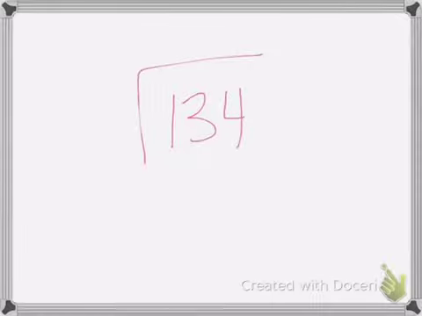So instead of doing 134 divided by 5, I want to use compatible numbers. I want you to remember that a compatible number is a number that is close to the actual number, but it works easily together in a computation. So it's kind of hard to do 134 divided by 5. What can we switch 134 to make it easier to solve?